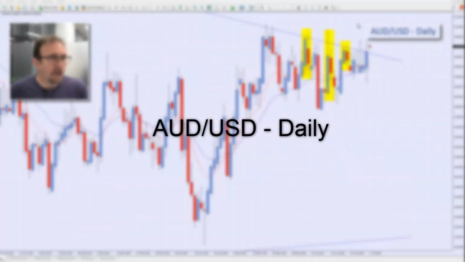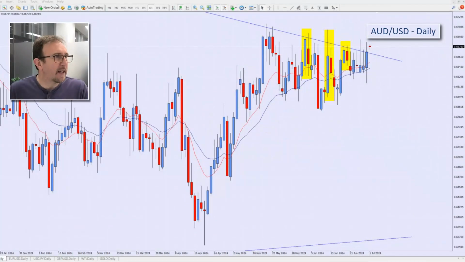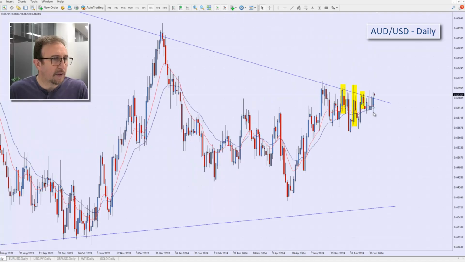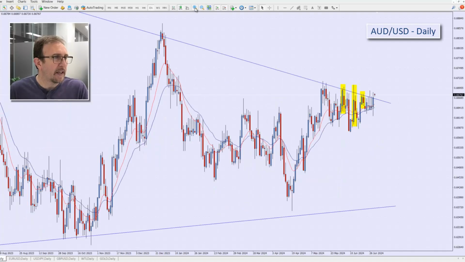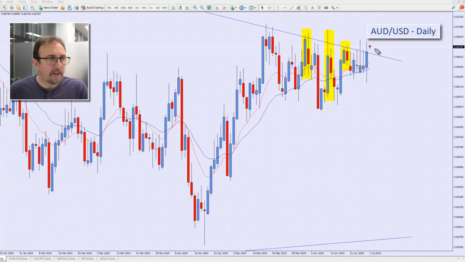Okay, so the Aussie US dollar, let's take a look. Let's zoom out. I've got three highlighted sets of candles there. We've been trading the converging triangle. That is obvious. Let's zoom in. We've already taken a couple of winning trades from the first and the second setup. Now, let me just delete those so that I don't clutter my chart.